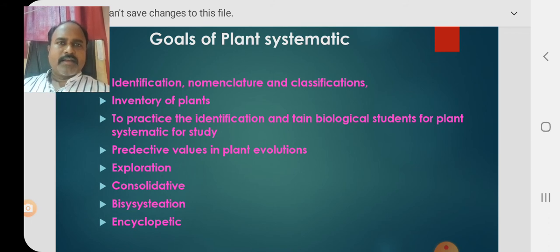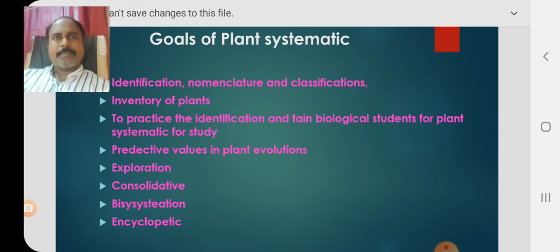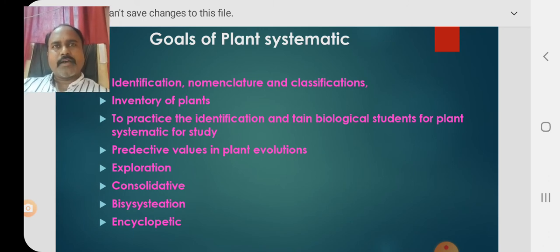Then the consolidating phase means nothing but the preparation or writing of regional floras, state floras, and country floras. That phase is the consolidative phase.